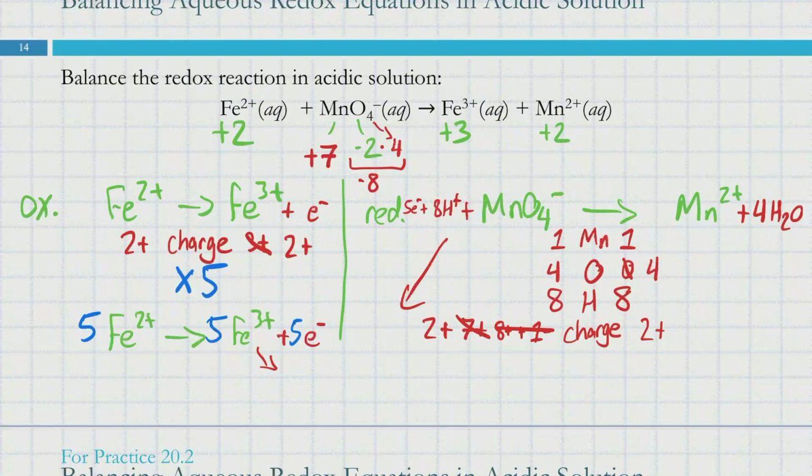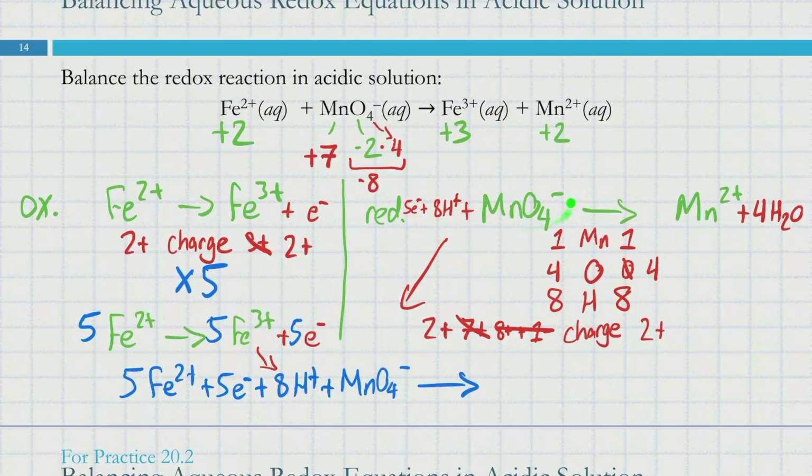And I'm going to not keep all the same colors. I'm just going to write them all the same color. So 5 Fe2+, 5 e-, plus 8 H+, permanganate. So that's everything on our reactant side. And then everything on our product side. It also doesn't matter the order that you write these in. So 5 Fe3+, 5 e- plus Mn2+ plus 4 H2O.